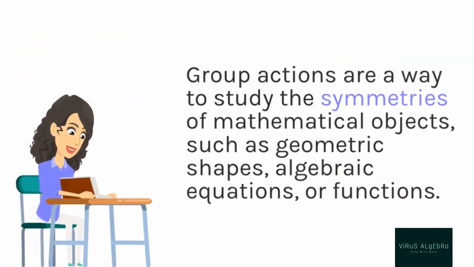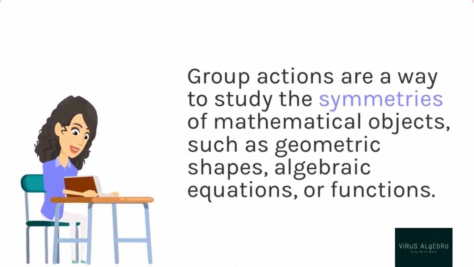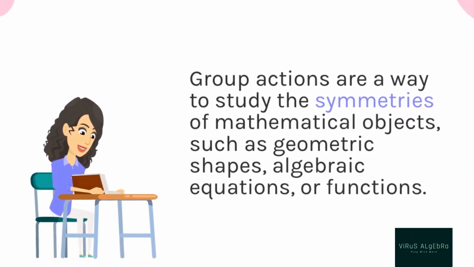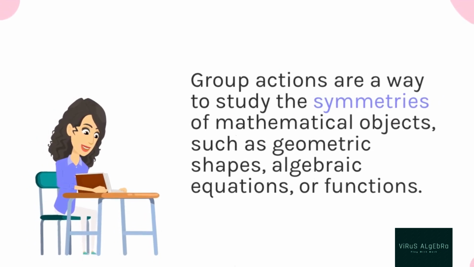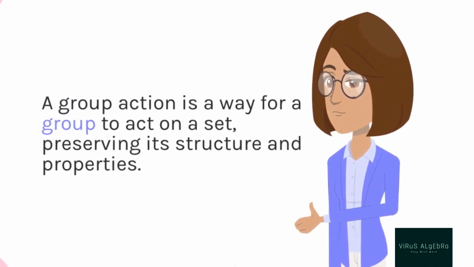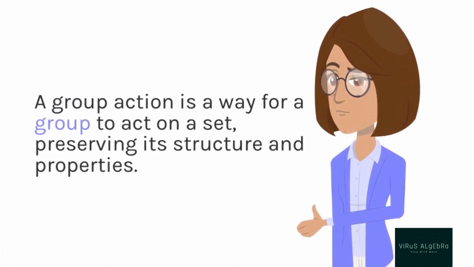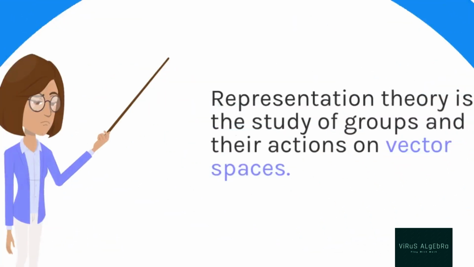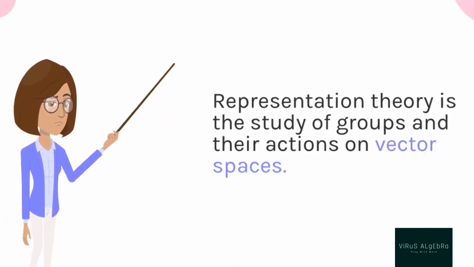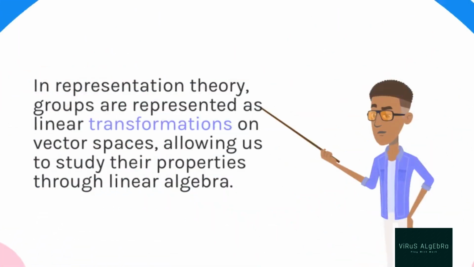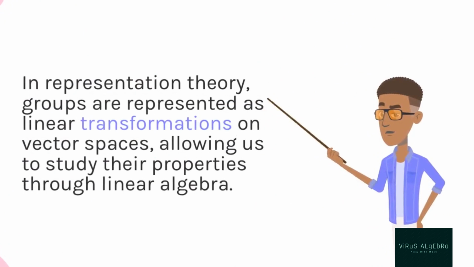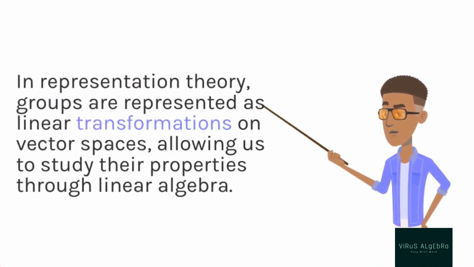Group actions are a way to study the symmetries of mathematical objects, such as geometric shapes, algebraic equations, or functions. A group action is a way for a group to act on a set, preserving its structure and properties. Representation theory is the study of groups and their actions on vector spaces. In representation theory, groups are represented as linear transformations on vector spaces, allowing us to study their properties through linear algebra.